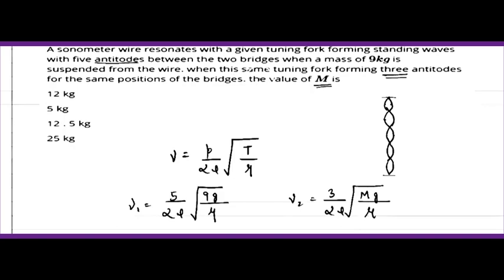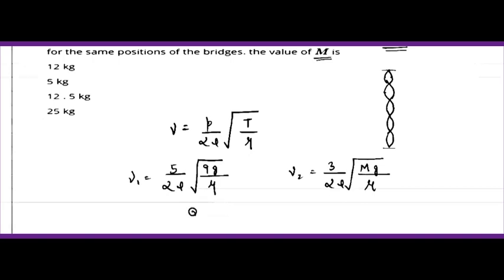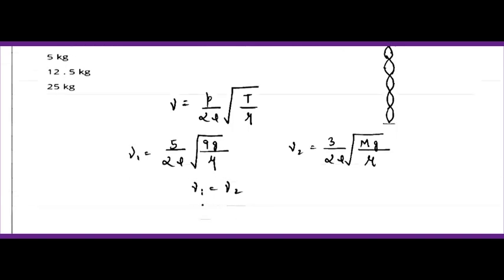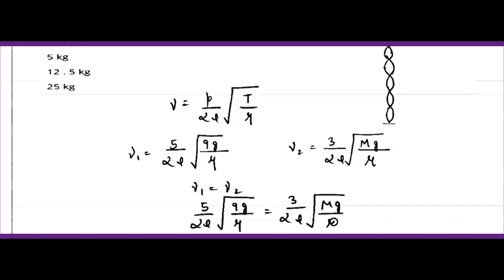Further, we have the same tuning fork, so the frequency must be the same. So nu 1 would be equal to nu 2. By equating, we get 5 by 2L under the root 9g over mu, and this must be equal to 3 over 2L under the root m g over mu.